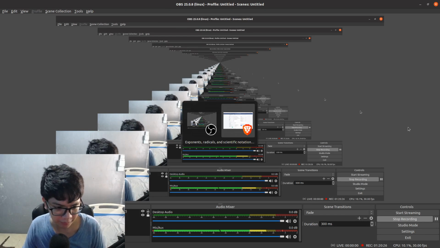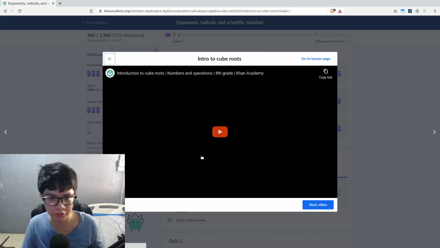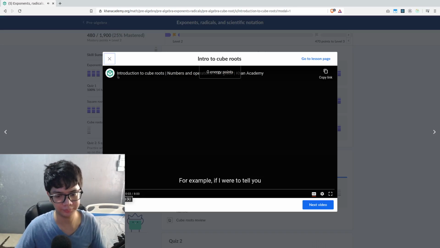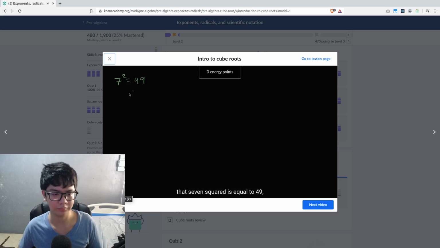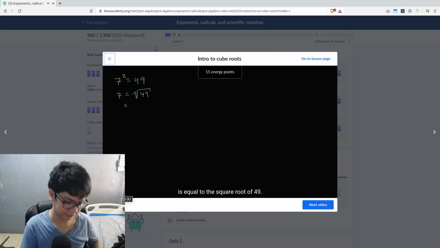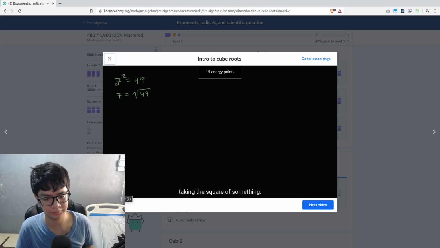Okay, cool. I fixed the mic. Let's continue. Cube roots. Intro to cube roots. We already know a little bit about square roots. For example, if I were to tell you that 7 squared is equal to 49, that's equivalent to saying that 7 is equal to the square root of 49. The square root essentially unwinds taking the square of something.